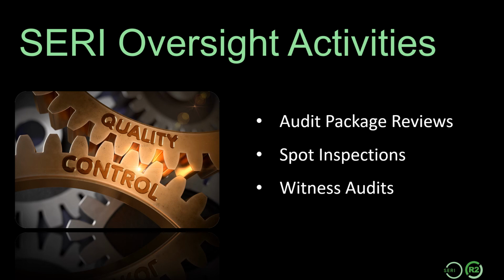SERI monitors and works to improve the R2 certification program through activities such as audit package reviews that evaluate the quality of evidence included in the audit report and used to demonstrate the facility's implementation of R2 requirements. Areas of concern are used to identify areas where additional R2 auditor training or knowledge-based resources are needed. Spot inspections of R2 facilities conducted by SERI or a SERI representative are assessments conducted as part of SERI's quality control program and not always in response to a complaint or concern. Any concerns resulting from the audit are communicated to the facility's CB.